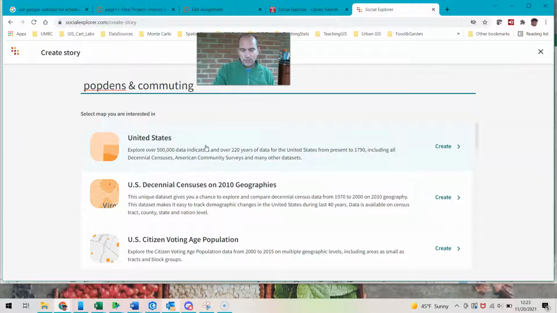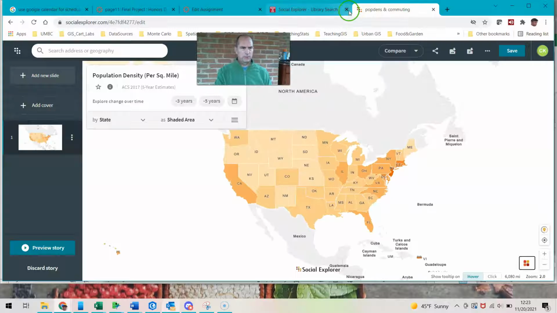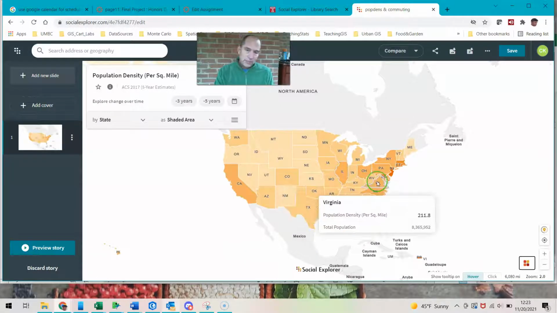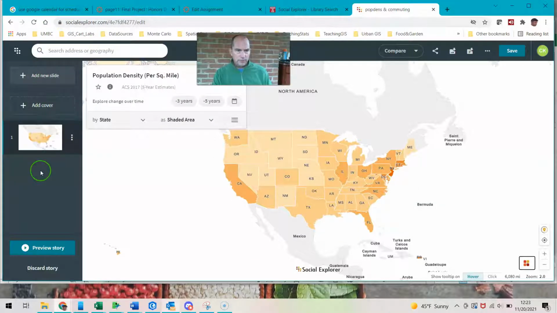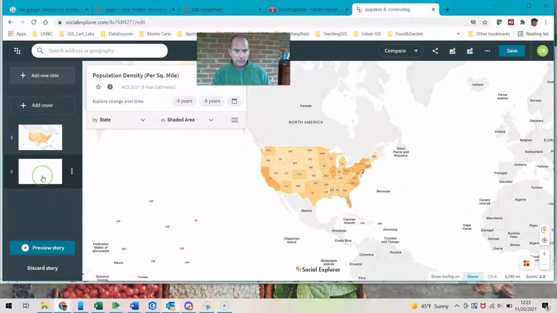And I'm going to skip this part here where I look at different maps that it thinks I might want to make. I'm just going to say enter, and the name of my project is now pop dense and commuting. But you can see here, it's just a map, just like what we got before when we were working with Social Explorer. The difference is it's sort of framed here. So for example, I can add a slide. If I add a single map, just like I had before, I get exactly the same default view.